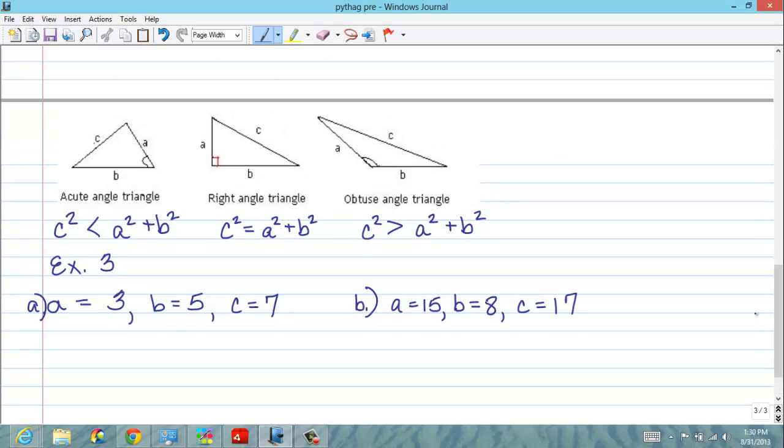Okay. The converse of the Pythagorean theorem. So we know that if we have a right triangle, that means that a squared plus b squared will equal c squared. But what if you're given 3 numbers and you have to determine whether or not they would form the sides of a right triangle?